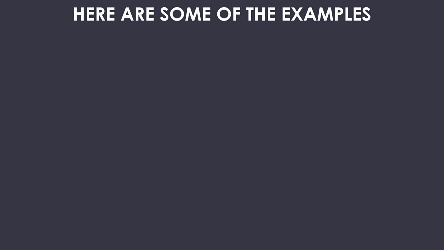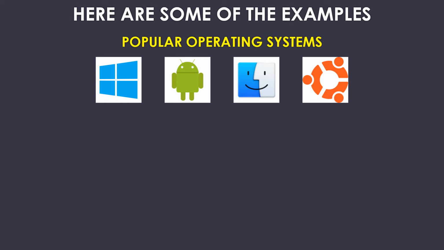So here are some of the examples. Let me show you some of the icons of the popular operating systems. Can you identify the first icon? It belongs to the Windows operating system, which is very common in your computers, laptops, desktops, etc. The second icon, can you identify? It belongs to the Android operating system. It's quite popular, it's very common in smartphones and tablets.